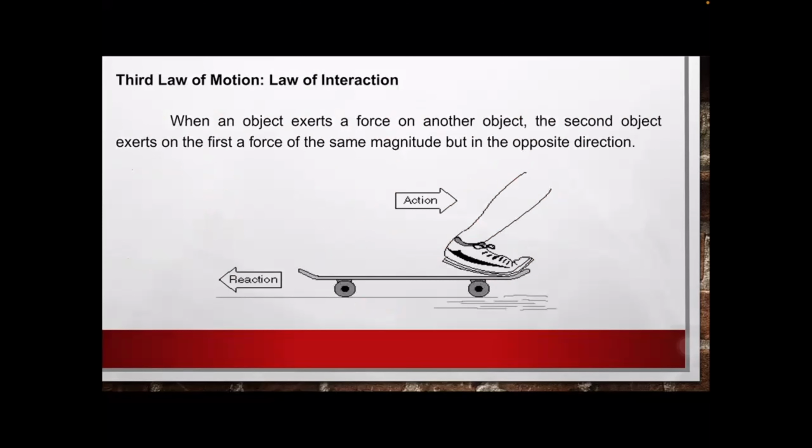So, next is the third law of motion, the law of interaction. As you notice on the picture, we will have here the skateboard. Ito ay tatalon sa skateboard. So, kapag tumalon ka sa skateboard, yung skateboard ay papunta dito. That will be the reaction, opposite. Yung tao na tatalon ay pupunta dito. So, imagine, kapag tumalon siya, tatalsik si skateboard. That is the law of action and reaction. So, that is the third law of motion. Yun lang naman yan.